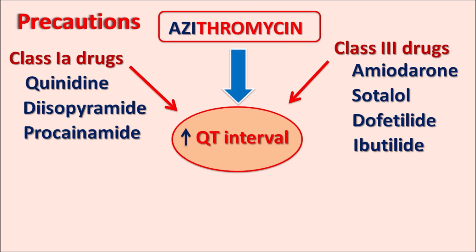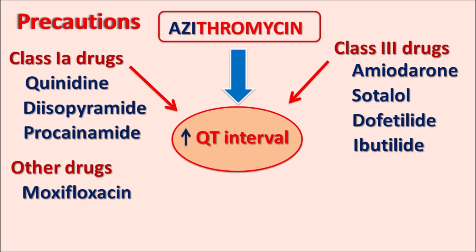So, when azithromycin is combined with class 1A drugs or class 3 drugs, it can further increase the QT interval. Similarly, a few other drugs like moxifloxacin. Moxifloxacin is a fluoroquinolone antibiotic, and quetiapine is an antipsychotic. So, many drugs can increase the QT interval. So, these drugs should be carefully combined with azithromycin.